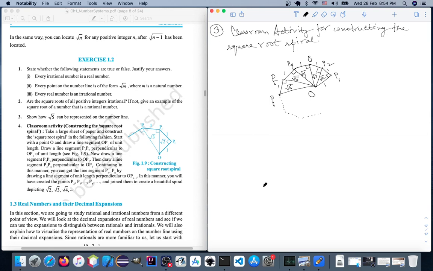In this manner you will see, we have created the points P2, P3, etc., Pn, and joined them to create a beautiful spiral depicting root 2, root 3, root 4. So the points P1, P2, P3, P4, P5, P6, if we join these points, we will get a spiral. And in this way, we are creating lengths, these values root 2, root 3, root 4, like this, as it is shown.